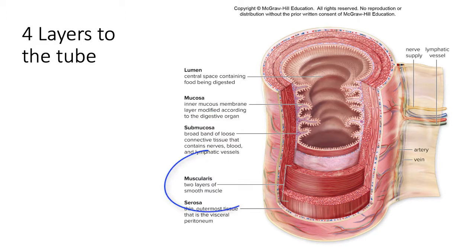The muscularis is the next layer and contains two different layers of smooth muscle. One runs circularly around the tube, and the other runs longitudinally along the tube. These can contract, forming the squeeze-pull action used for peristalsis and mixing of food. This layer also enlarges to form the sphincters that can control movement through the tube. The outer layer is called the serosa, and this forms the visceral peritoneum that helps anchor the tube and hold it in place.